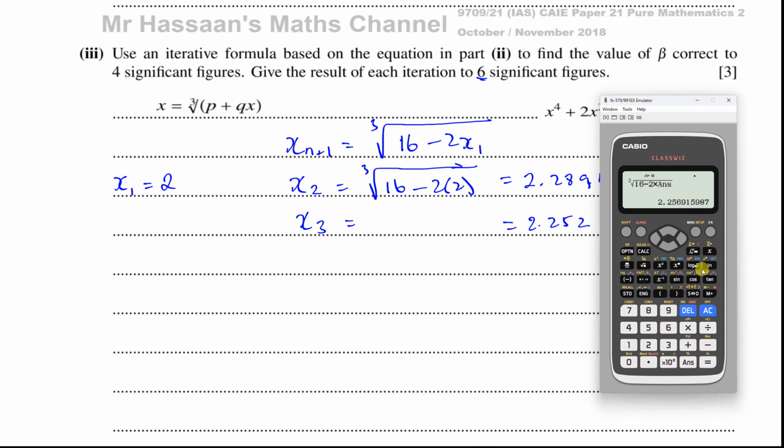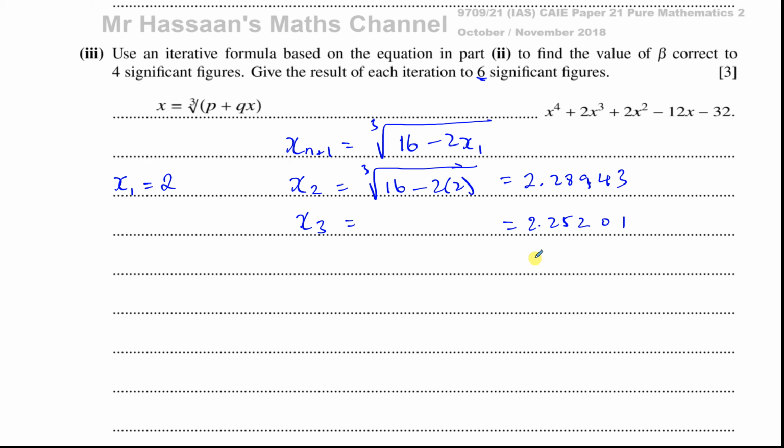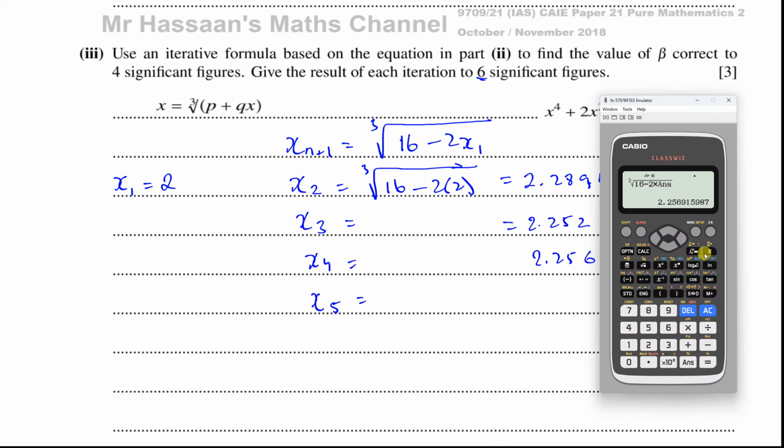Then I'm going to press it again. 2.25692. 1, 2, 3, 4, 5, 6. Again, that's the 4th iteration. I'm going to keep going until these numbers settle down.